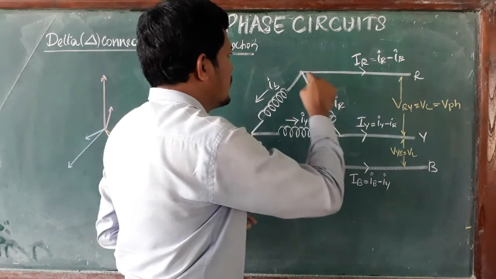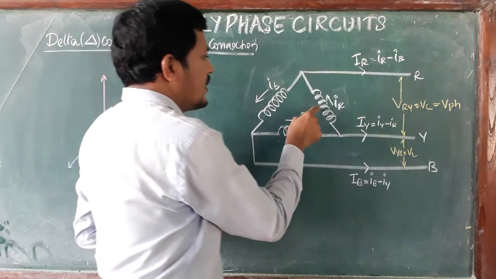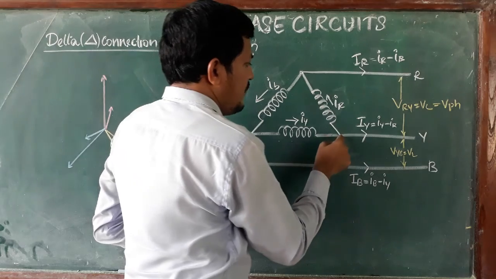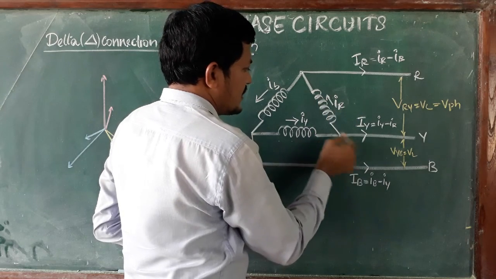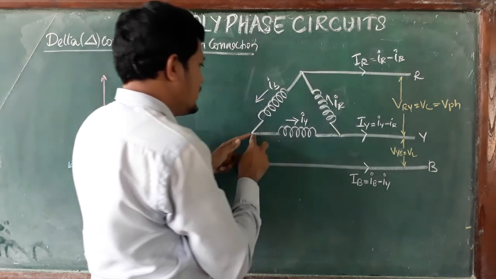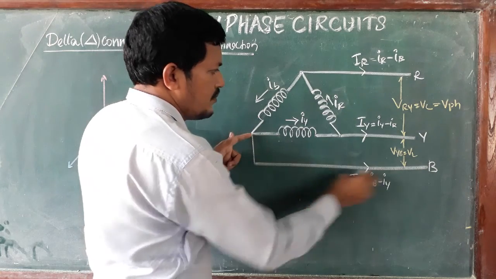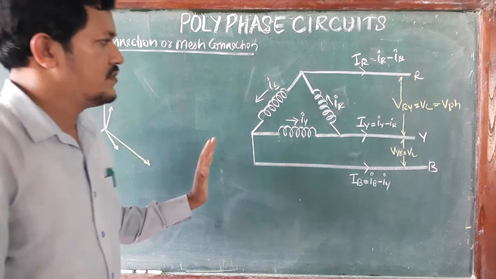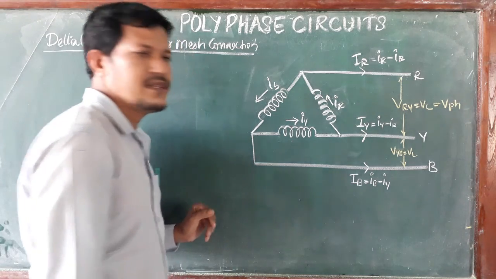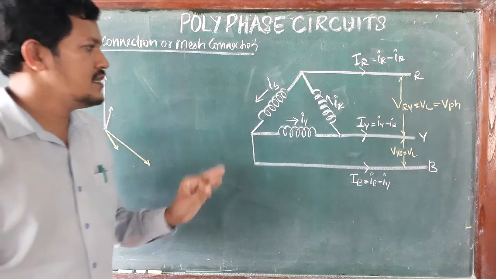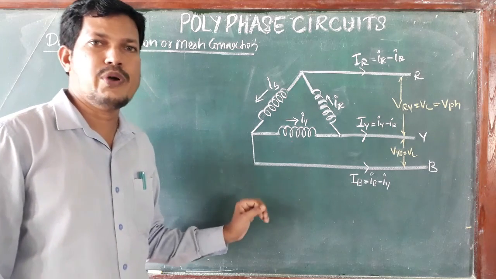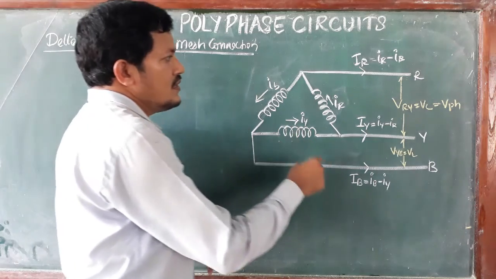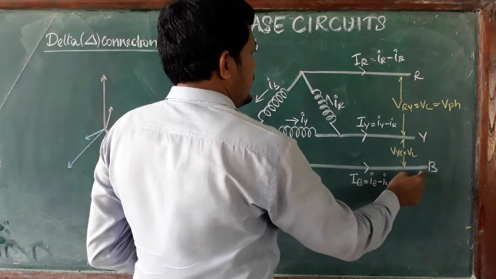Here the R phase is a combination of the R phase coil and the B phase coil connection, and the Y phase is the R phase and Y phase connections combination, and the B phase is the B and Y phase combination. Here neutral is absent. So the main difference between star and delta is that in the star connection there is a neutral point. Here there is no neutral point. So the R, Y, B three lines are there.